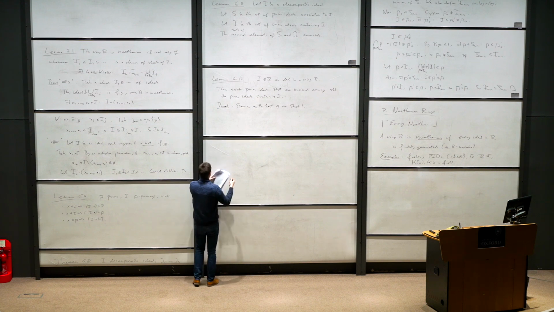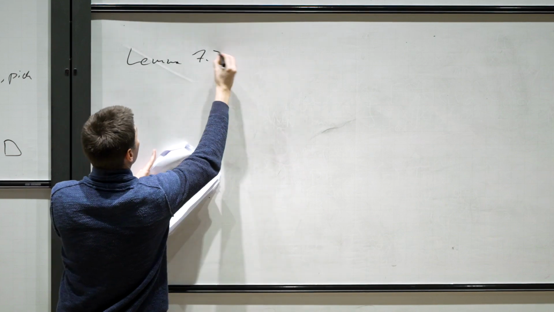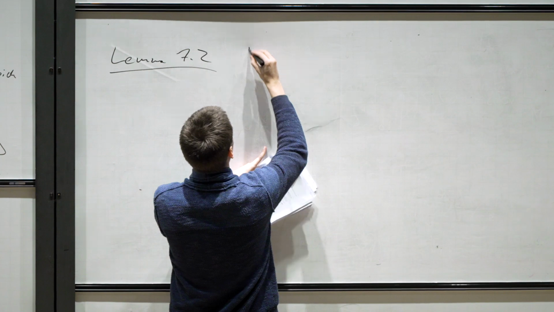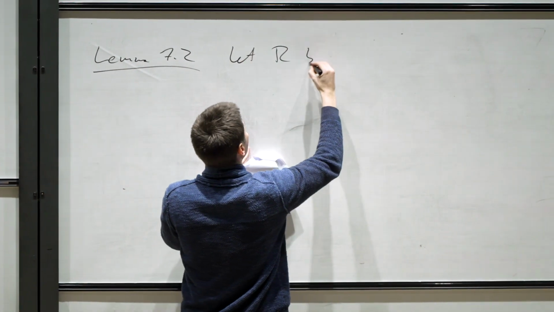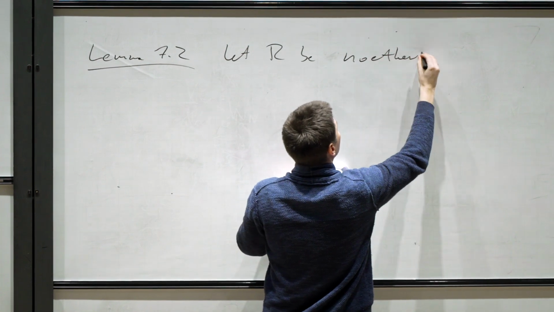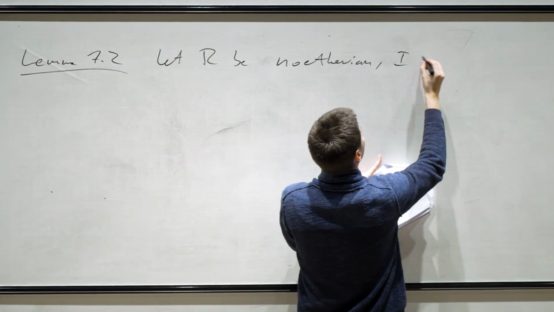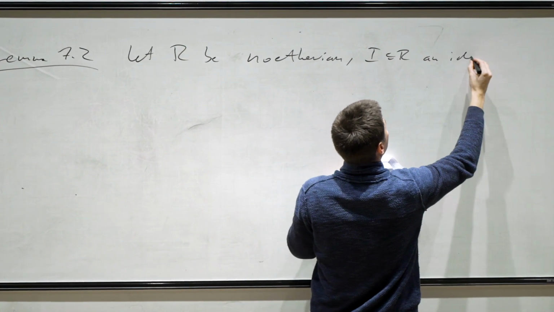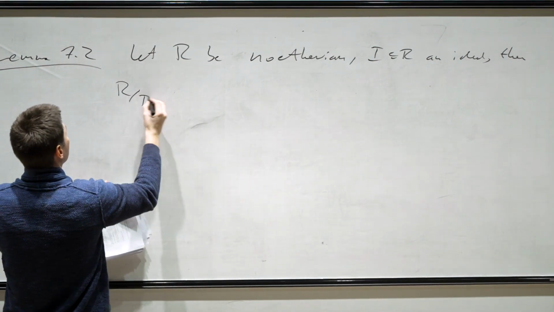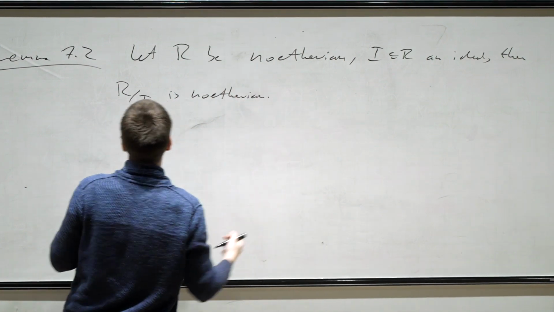Lemma 7.2. Noetherian rings have many good properties, and one of them is that they behave extremely well under standard constructions. So if R is noetherian, and I is any ideal, then the quotient ring R divided by I is noetherian. Okay, proof.